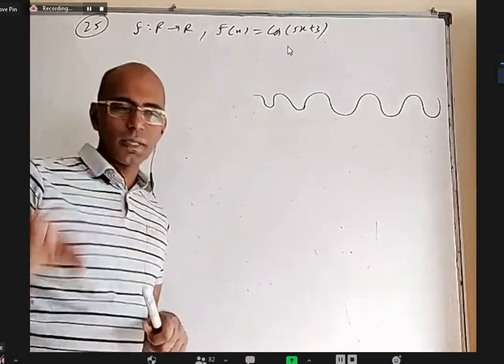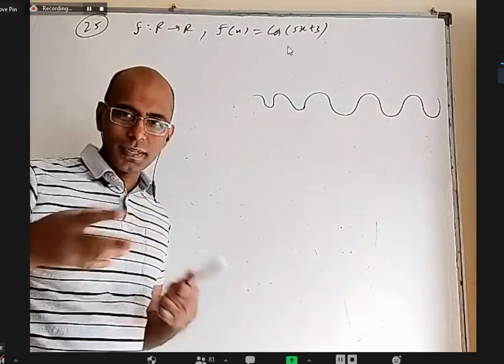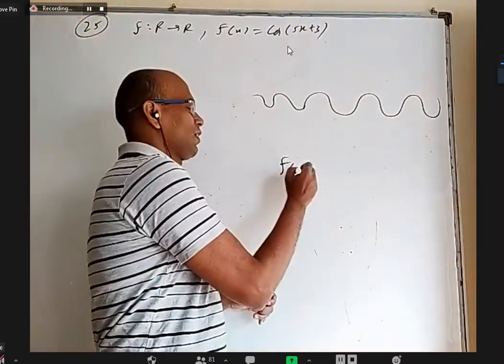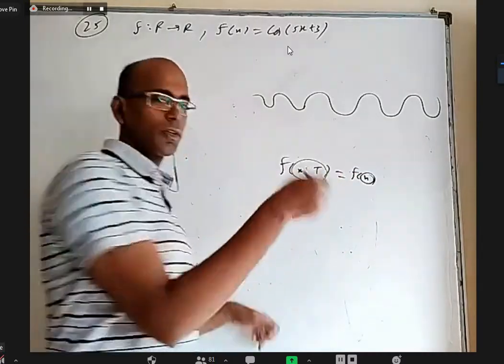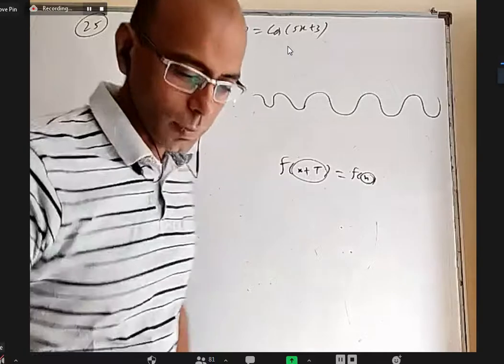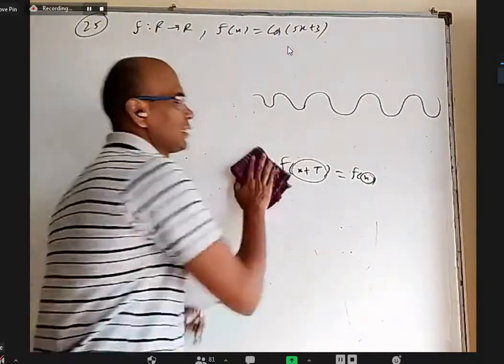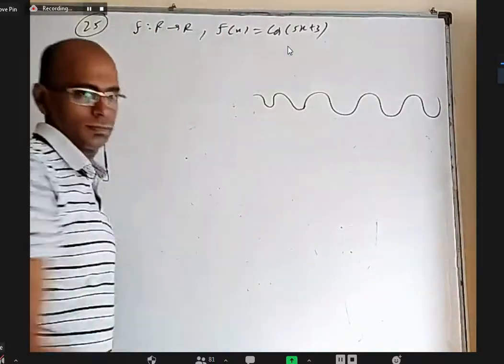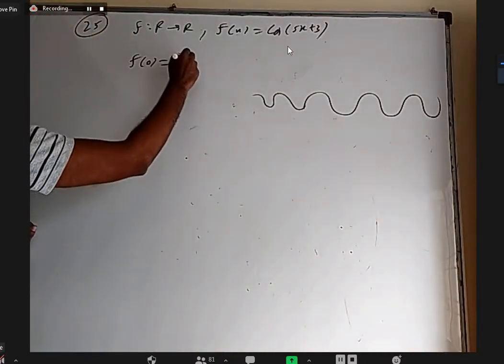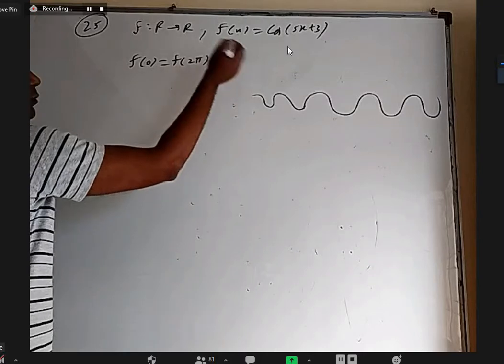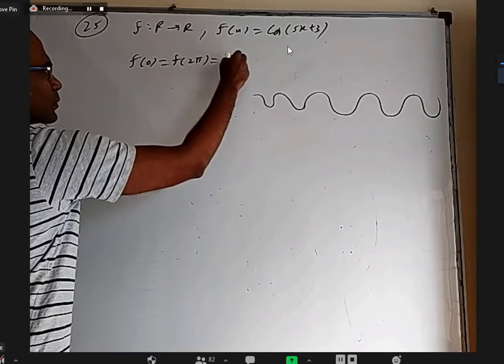Any function which is periodic cannot be 1-1, because periodic itself says f of x plus T is equal to f of x. That means for two different x values, our image is the same. So if something is periodic, straight away you can tell it is not 1-1. If you want to give an example, f of 0 and f of 2 pi by 5 are both cos 3.